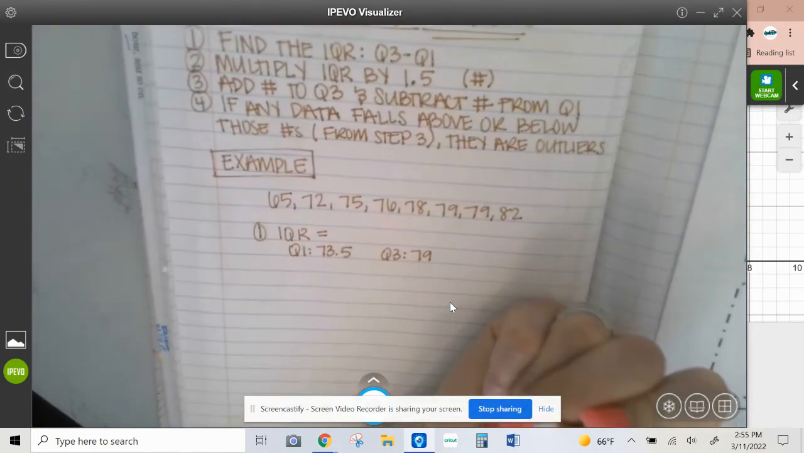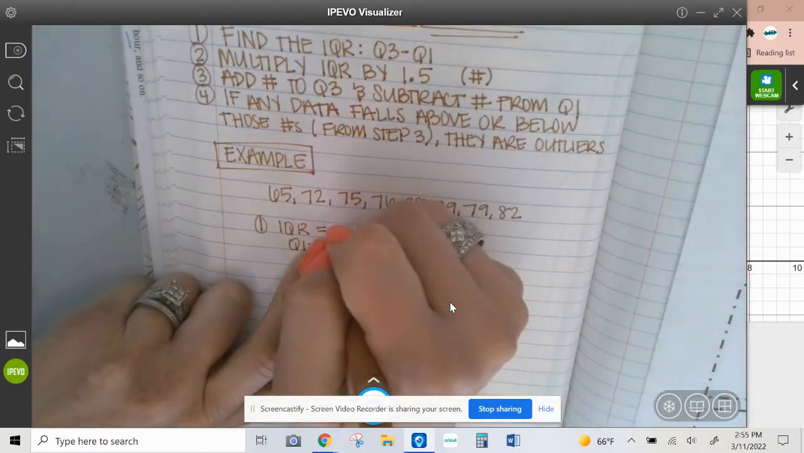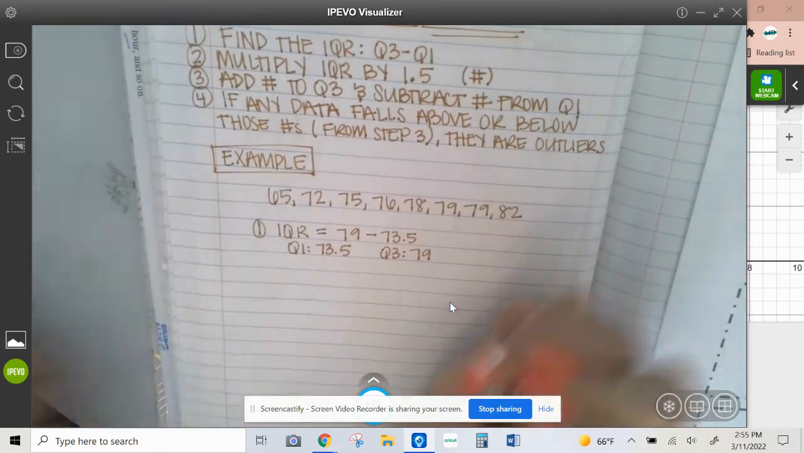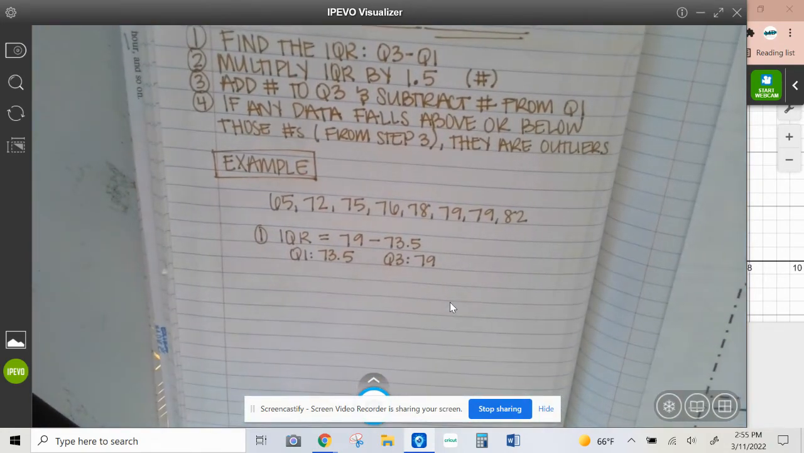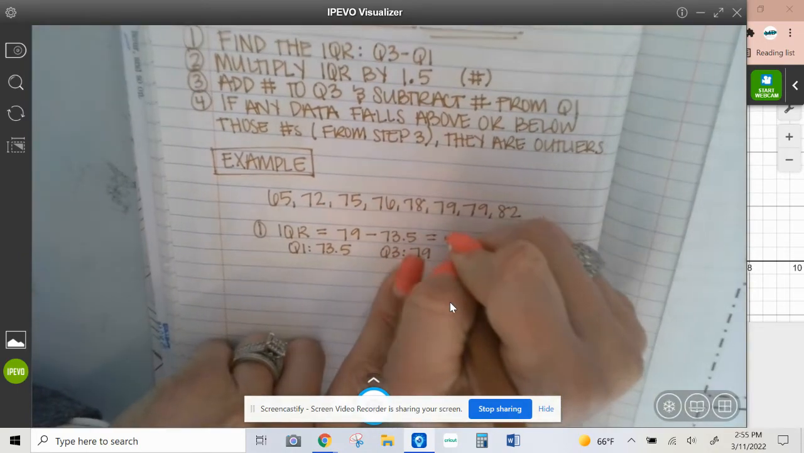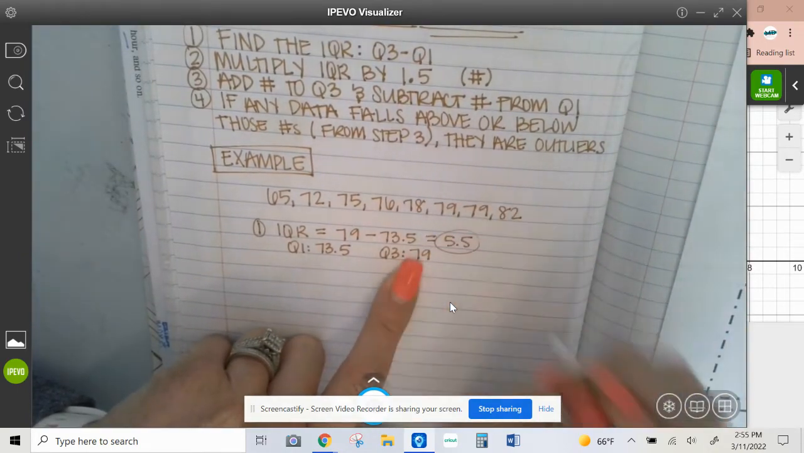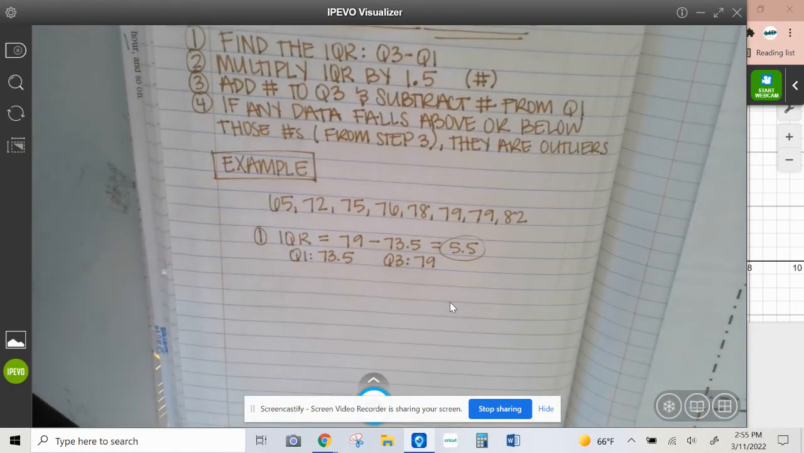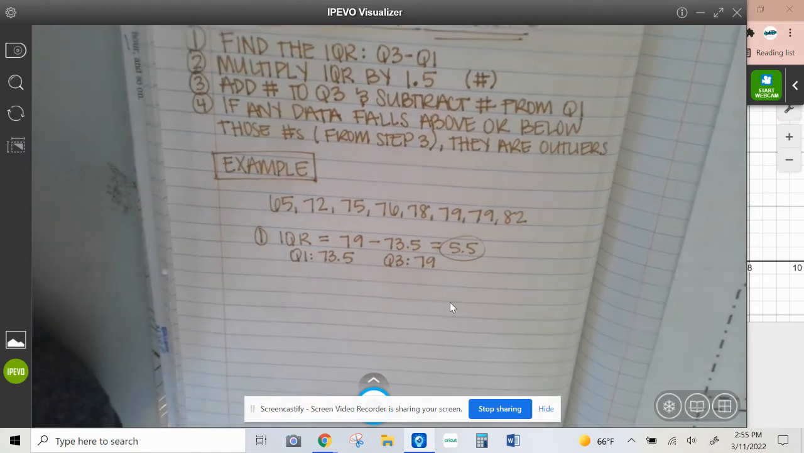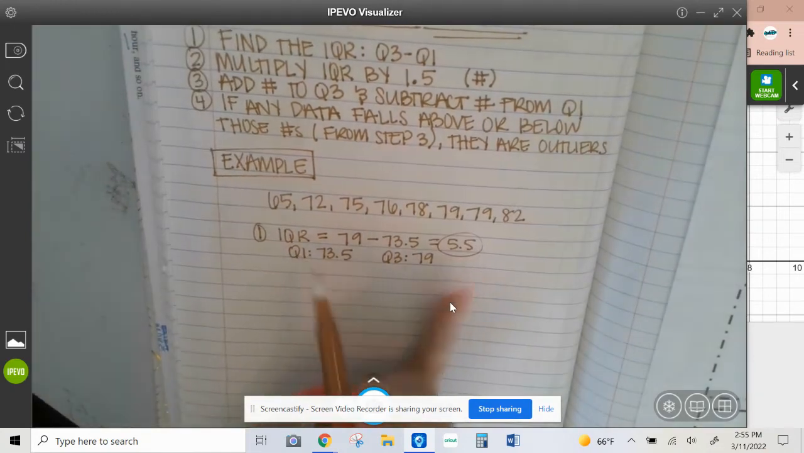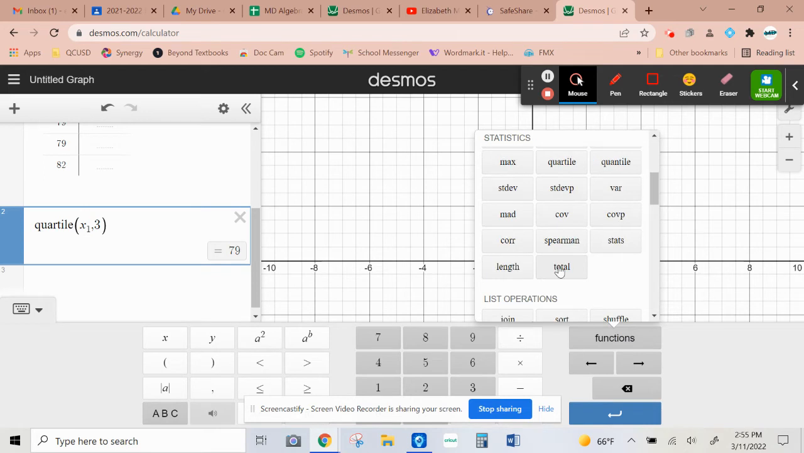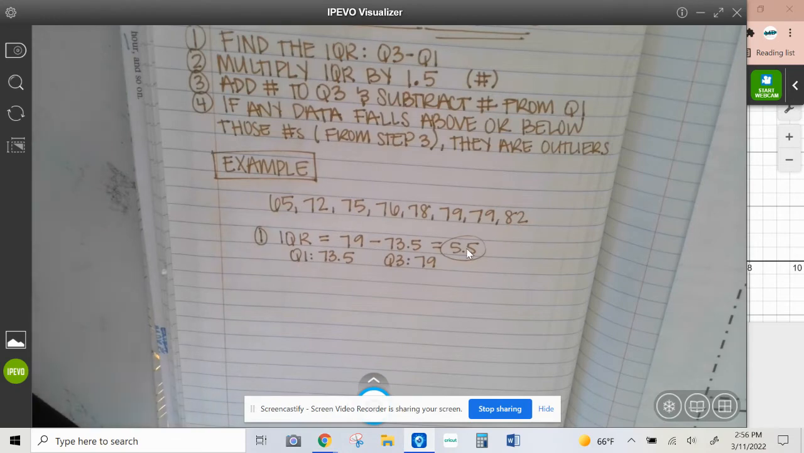Quartile 3, all I'm going to do is change this 1 to a 3, is 79. And my IQR is quartile 3, which we just said is 79, minus my quartile 1, which is 73.5. When I do that math, I should get 5.5. So my interquartile range is 5.5. Now, the IQR you can't do on Desmos. There's no button here that says IQR. So you have to calculate them, and you actually have to subtract on your own.